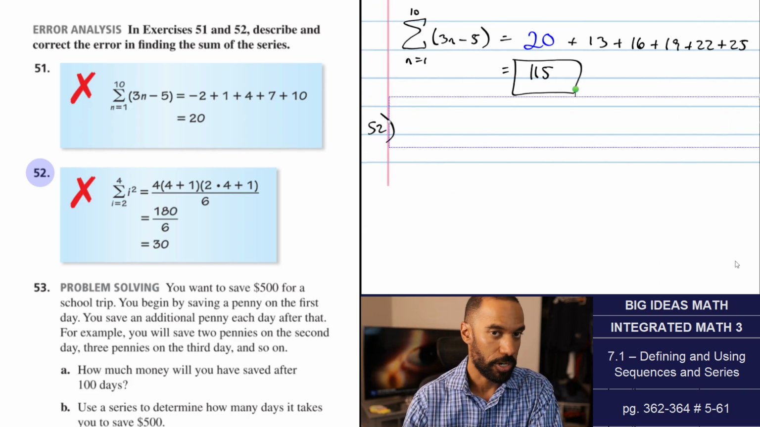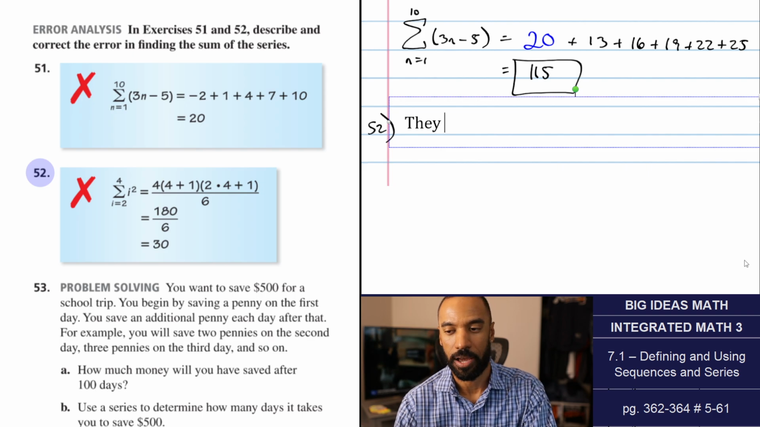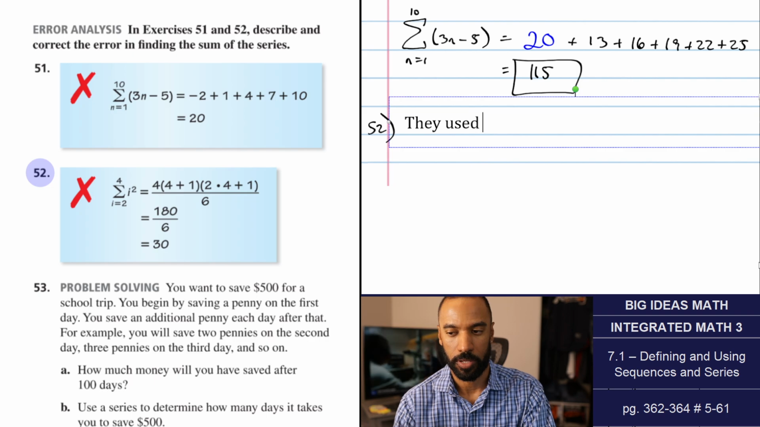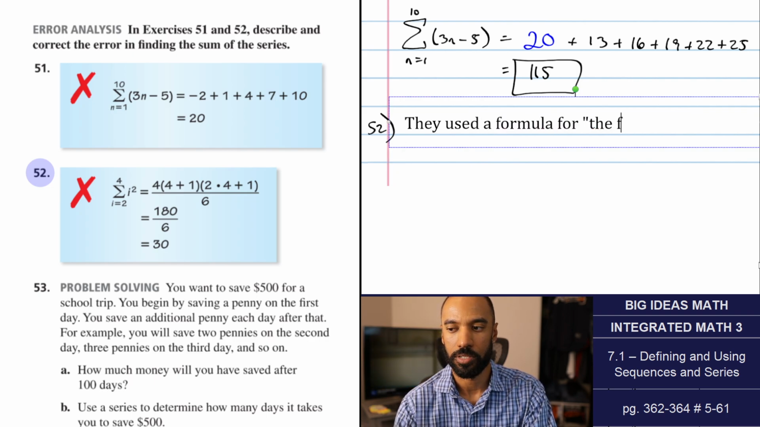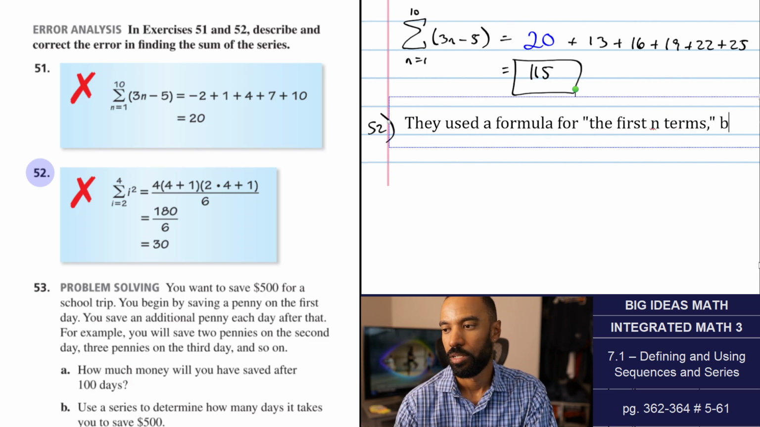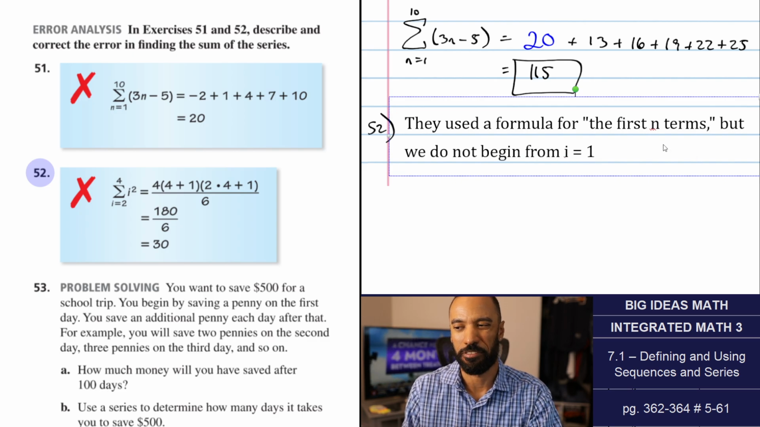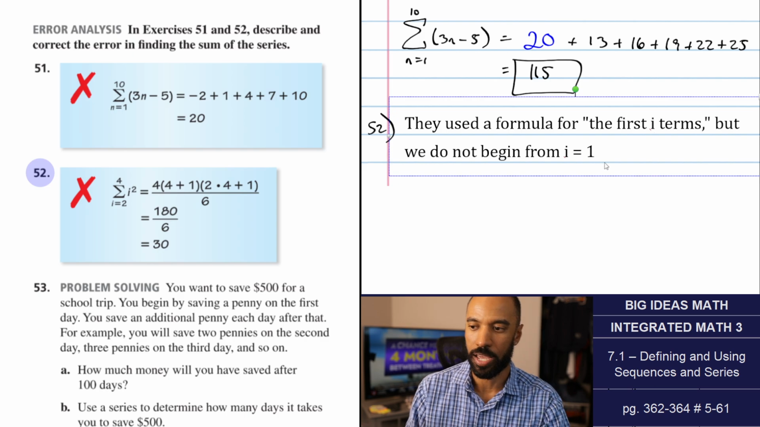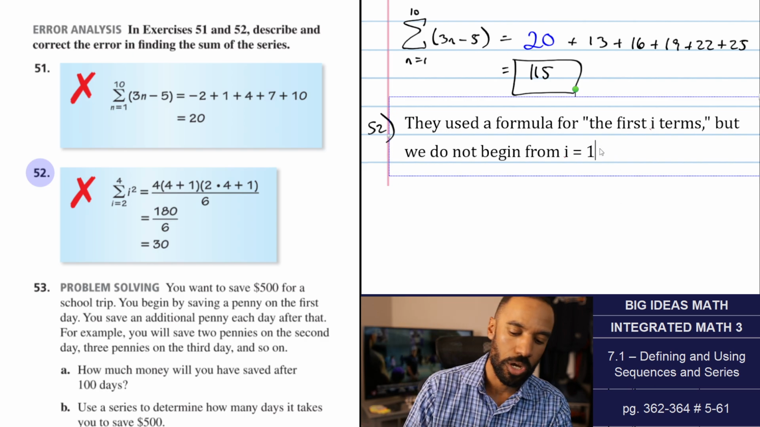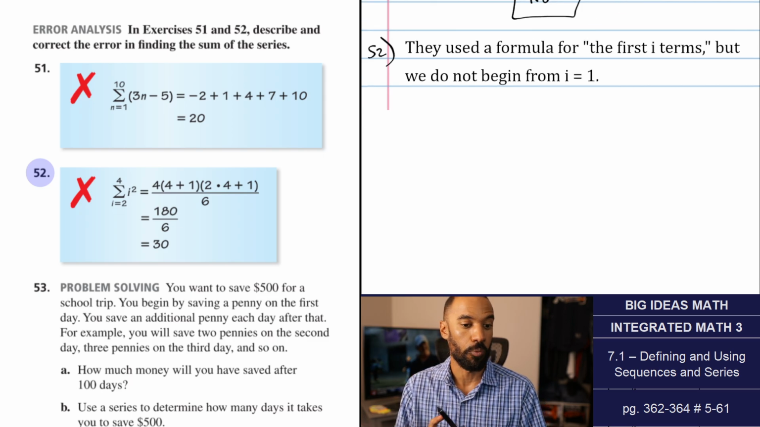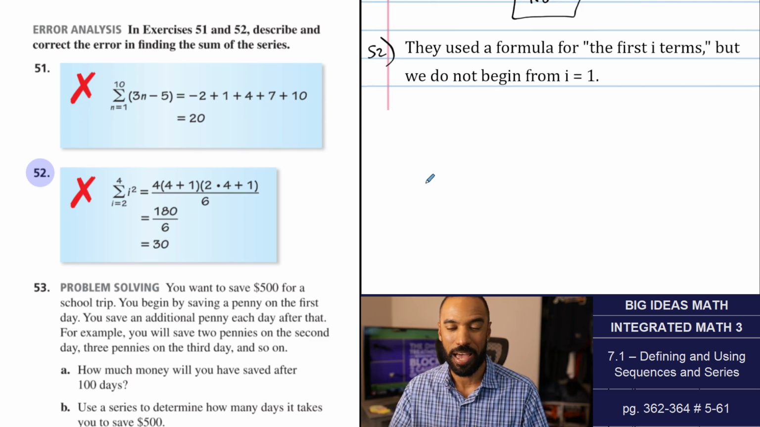You can use a version of it, but you've got to subtract something out. They used a formula for the first n terms, but we do not start from i equals 1. I guess I'll say the first i terms, because we're using i. We do not start from i equals 1. So what we have to do, and we did this in a previous problem, is subtract anything that shouldn't belong, which means it's not going to be much different from what we have here.